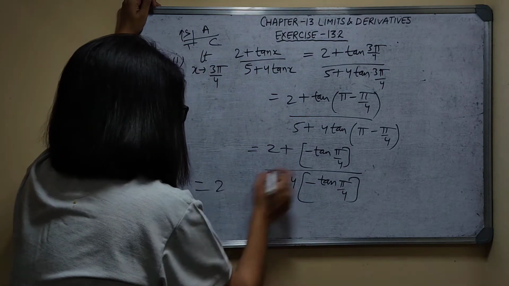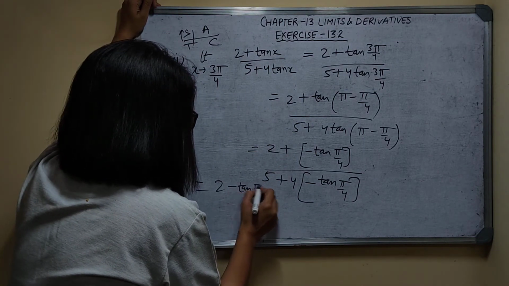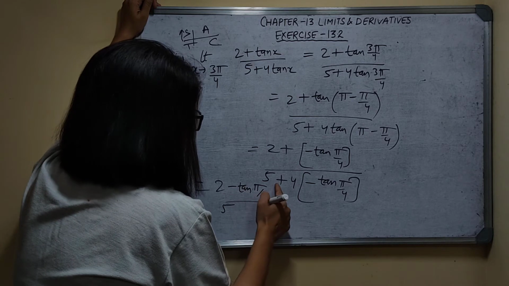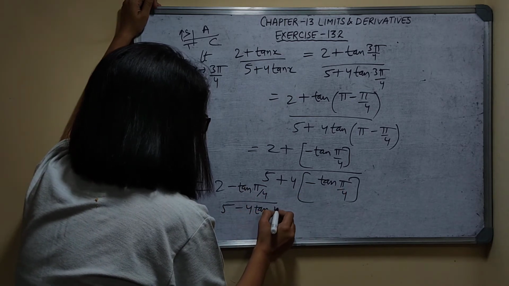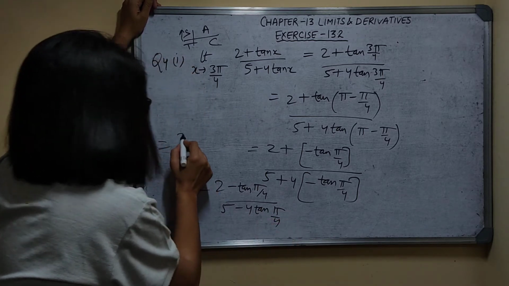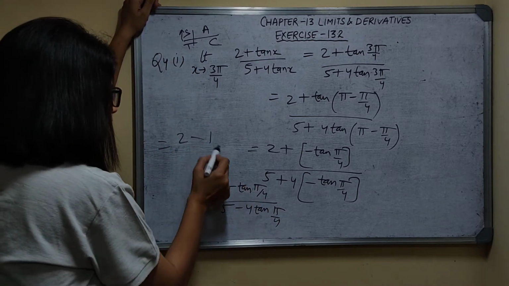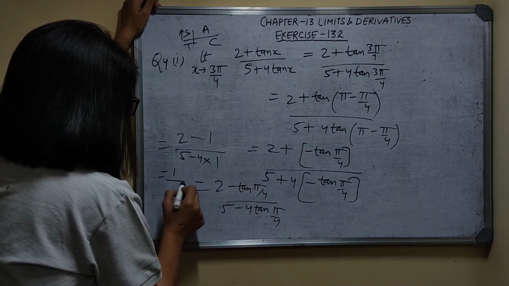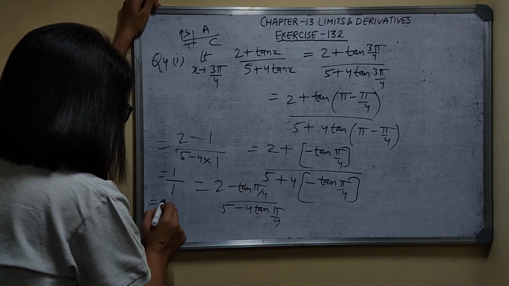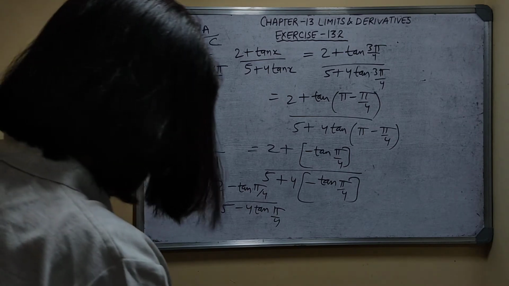So minus minus tan pi by 4 upon 5 plus 4 into minus tan pi by 4. So minus 4 tan pi by 4. So here tan 45 is what? 1 upon 5 minus 4 into 1. So 1 upon 5 minus 4, 1. Answer is what? 1 is the answer.